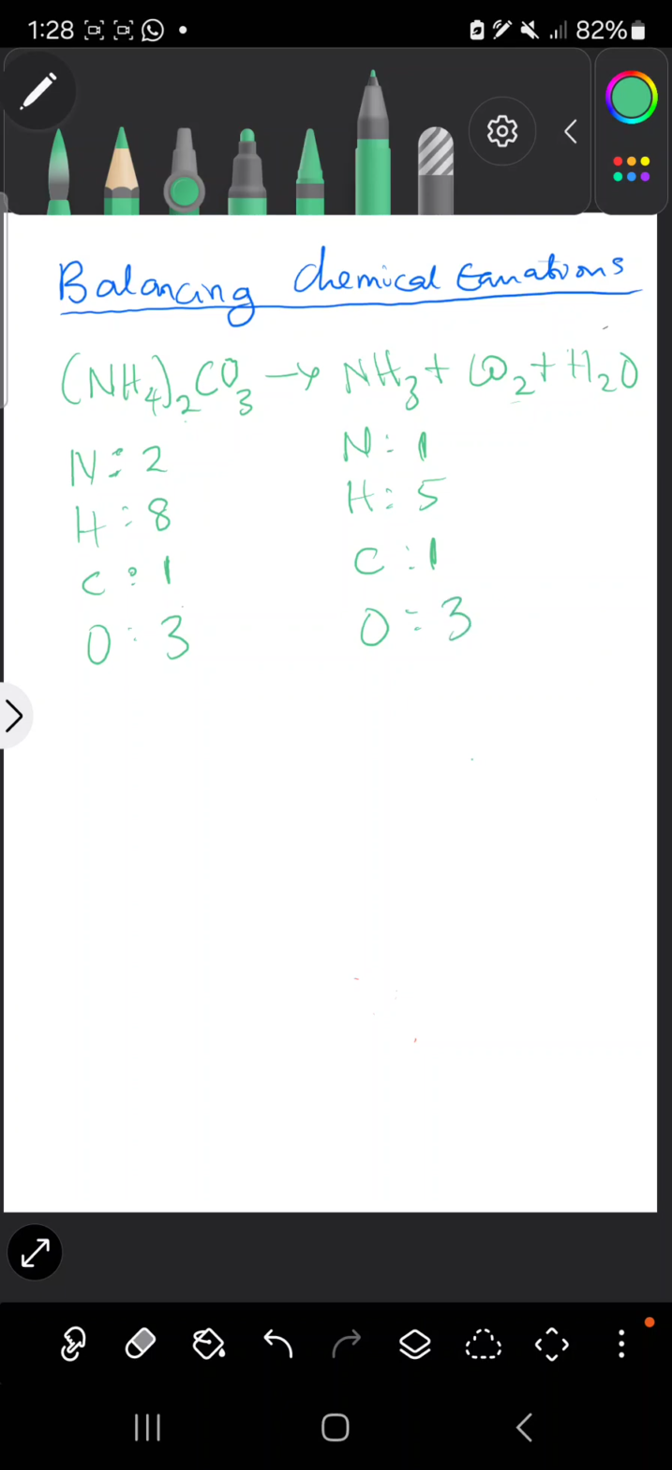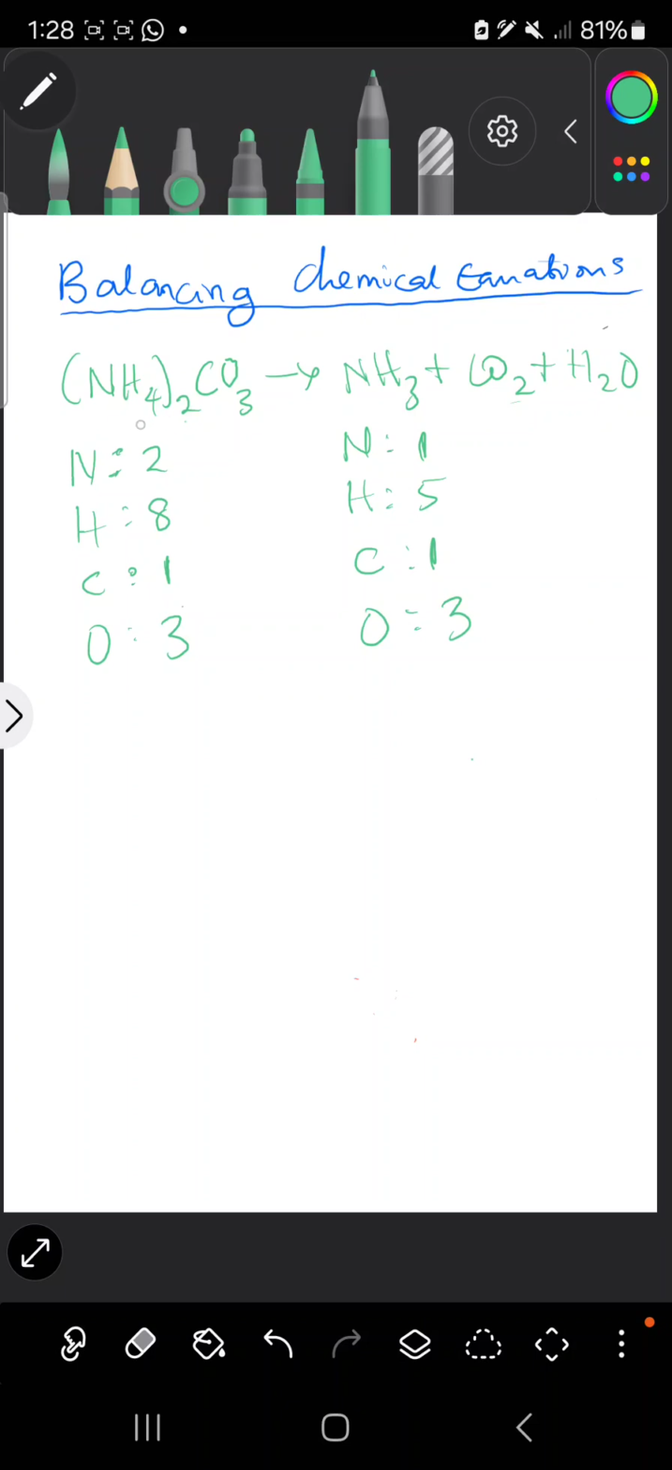So oxygen is balanced, carbon is balanced, nitrogen is not balanced, hydrogen is not balanced. So what do we do? Remember, do not touch the subscripts. Don't touch this 3, don't touch these 2. You can only balance it by introducing coefficients. And what is the most complex molecule? This is the most complex molecule there.